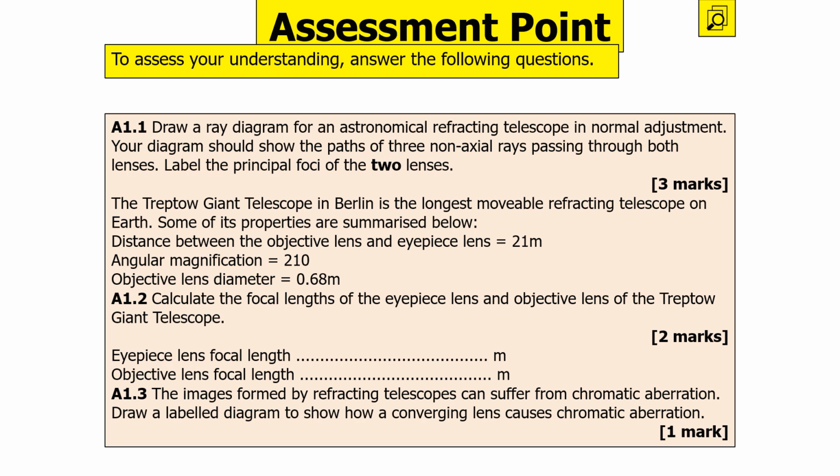Then calculate the focal length of the eyepiece lens and the objective lens of the Treptow Giant Telescope, and then the images formed by the refracting telescope can suffer from chromatic aberration. Draw a labeled diagram to show how convergent lenses cause chromatic aberration. So pause the video now, then unpause the video when you want to go through your answer.